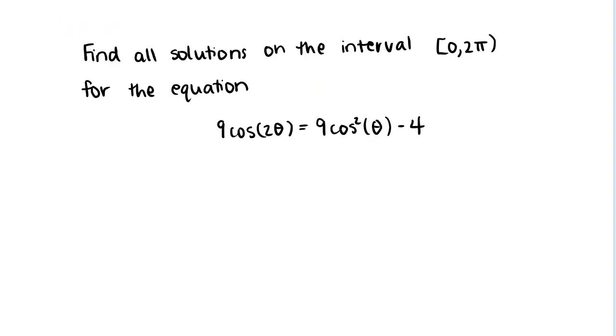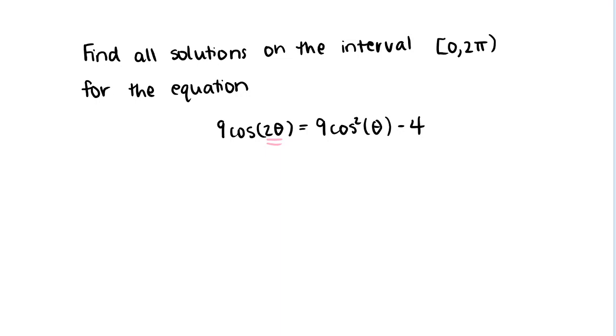So let's take a look at another example where we want to find all of the solutions on the interval from 0 to 2 pi of this equation. What makes this equation a little bit challenging to solve is that there's this cosine of 2 theta. And typically cosine of 2 theta and cosine of theta give quite different results. And this prevents us from being able to use many of our algebraic tools to solve this equation.